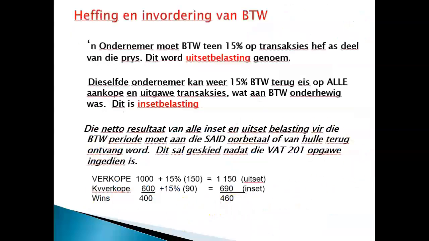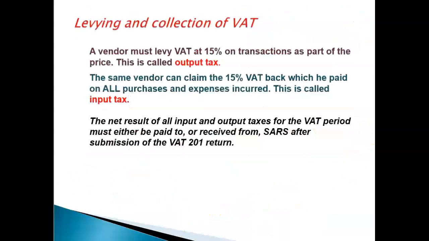Now, let's see how that happens. What is VAT? A vendor must levy VAT at 15% on all transactions which form part of the price, and that is called output tax. So, how I usually argue for myself is output tax is on sales. Sales is on merchandise that goes out of your shop. So therefore, output tax.